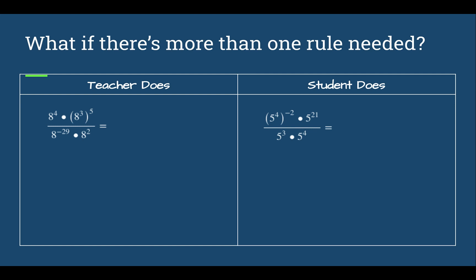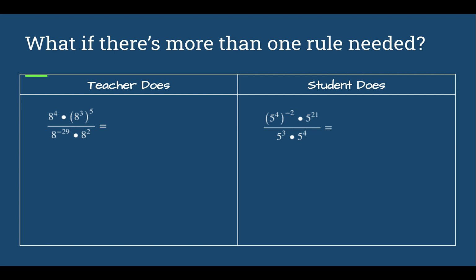When we're simplifying expressions with exponents, sometimes you might need more than one rule. Here you can see we have some expressions, one that I will go through and then one that you will do, where they look a lot more complicated. But if you look closely, the base is all the same. So in my example, 8 to the 4th power times 8 to the 3rd power to the 5th power divided by 8 to the negative 29 times 8 to the 2nd. All have a base of 8. So we can use our laws of exponents to simplify this out.